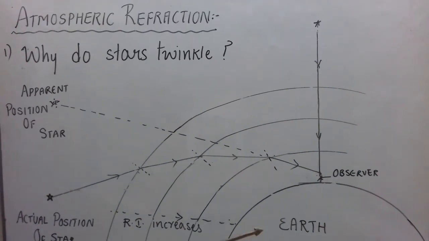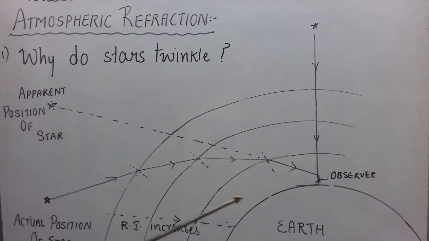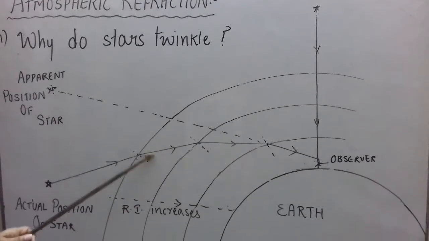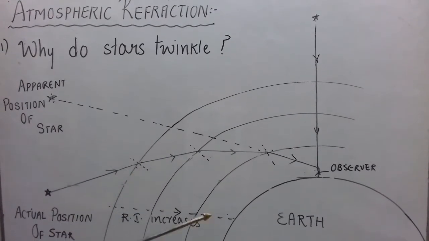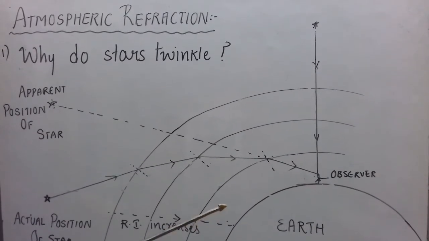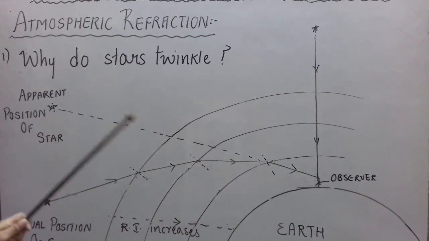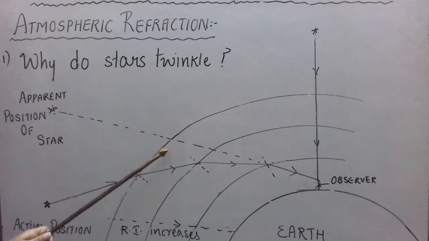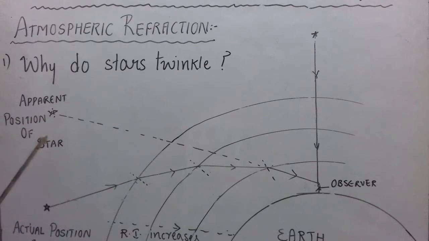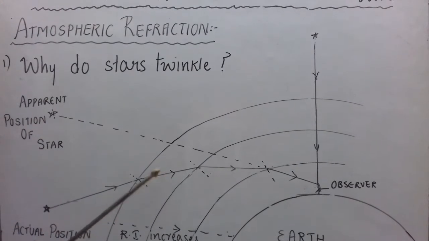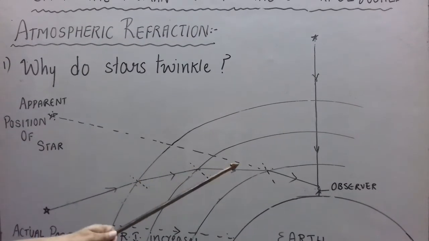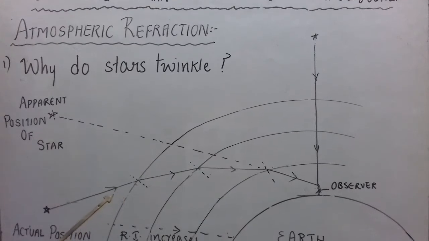Now, again we'll consider the same diagram. We have earth here, we have atmosphere which is assumed to be made up of different layers having different densities. As we know that this layer which is closest to earth has maximum density and also maximum refractive index value. So when we consider these layers, the outer layer is always rarer compared to the inner layer. So when starlight enters into the atmosphere, it always enters into an optically denser medium and hence this continuous bending of starlight takes place. I hope you remember all these things.